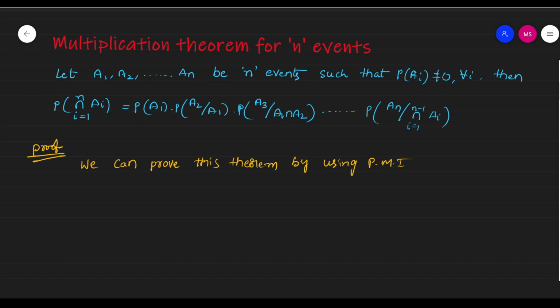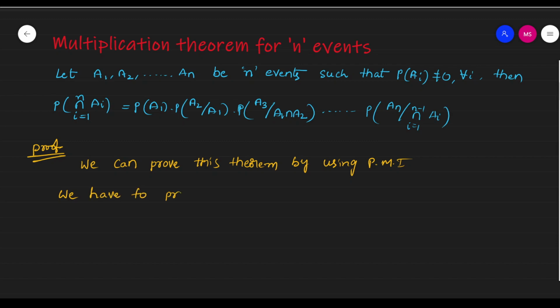The first step is we have to prove the result for n equal to 2. The second step is to suppose that the result is true for n equal to r. And the third step is that we have to prove it for n equal to r plus 1. There are 3 steps. In step 1, we have to prove it for n equal to 2.